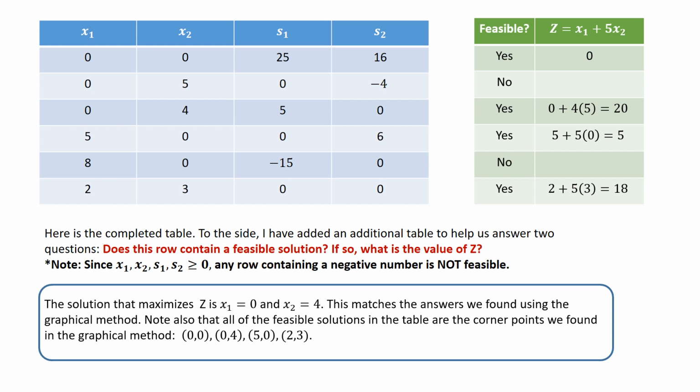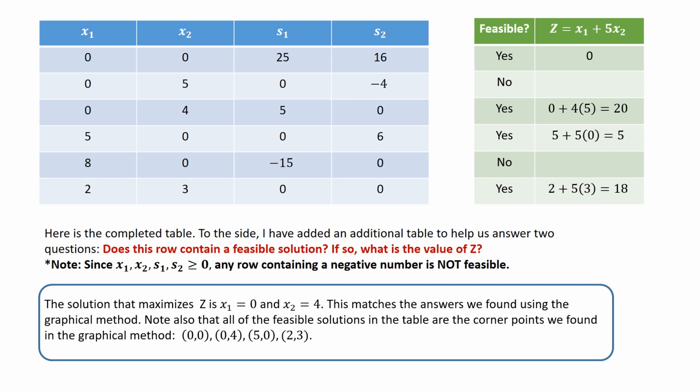Another thing that we should note is that all of the feasible solutions in the table are actually the corner points we found in the graphical method: 0, 0, 5, 0, 0, 4, and 2, 3. So all of the feasible solutions are matching to the corner points.